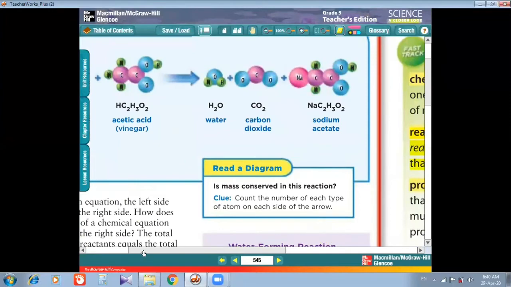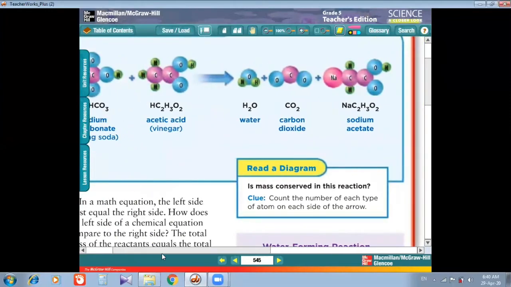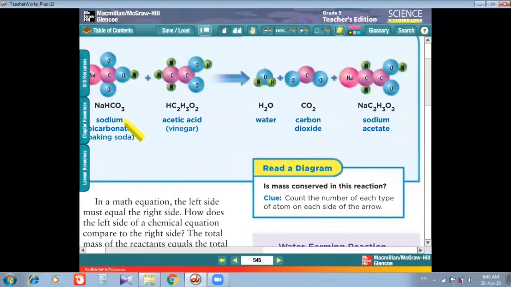If you see the equation above, here we have sodium bicarbonate, NaHCO3. Sodium bicarbonate is reacting with acetic acid. This we have done in our previous video. Sodium bicarbonate, NaHCO3, is reacting with acetic acid, HC2H3O2. What we get? We get H2O water, we get carbon dioxide CO2, and we get sodium acetate, NaC2H3O2.